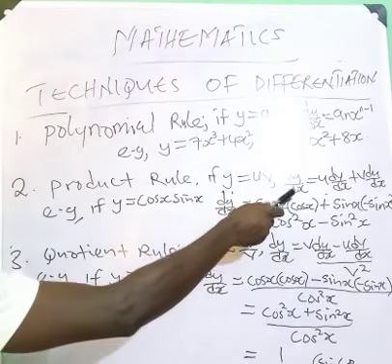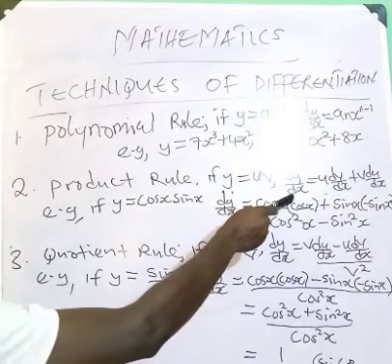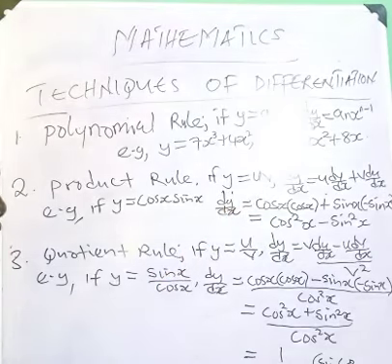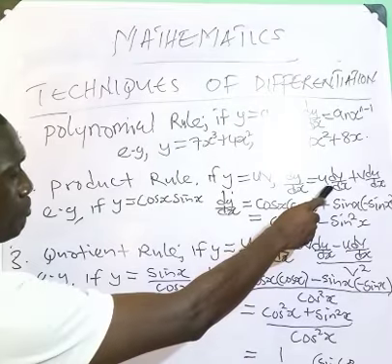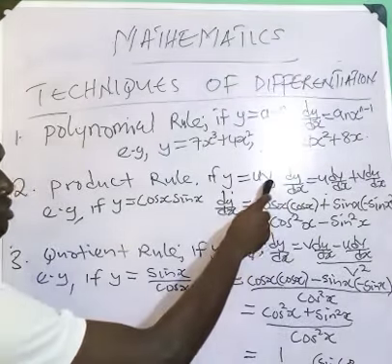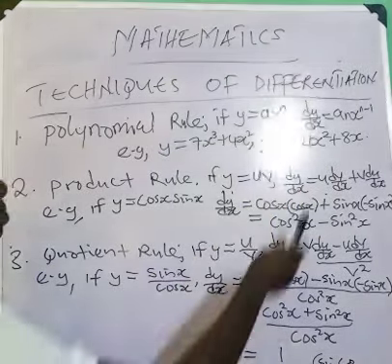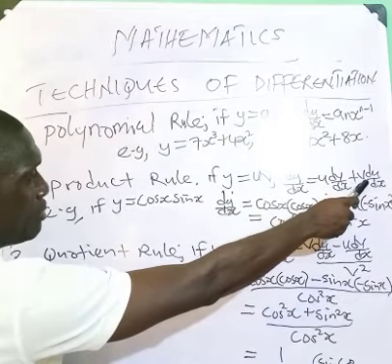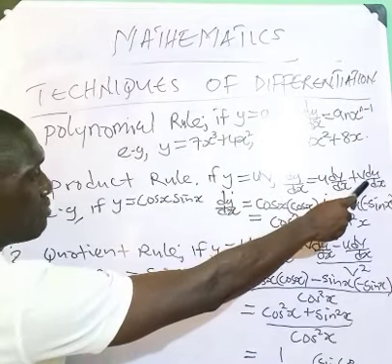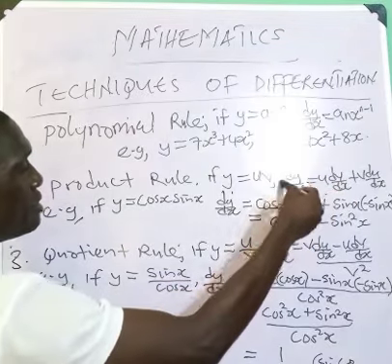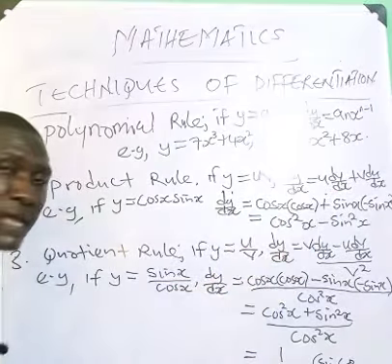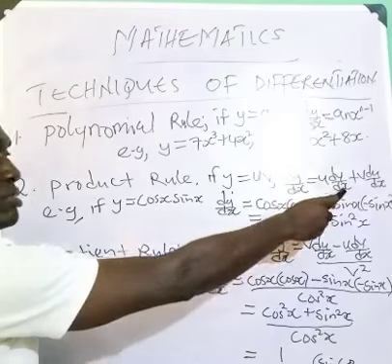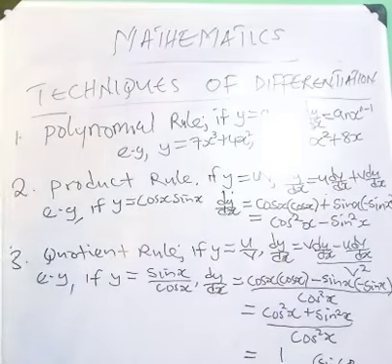If that is the case, the rule says don't worry, very easy. You can keep one as constant without touching it. You differentiate the second function, dv over dx, plus, this time around, you do the reverse now. Keep v, which you have differentiated before, and now differentiate the one you kept constant earlier on. That is u dv over dx plus v du over dx.